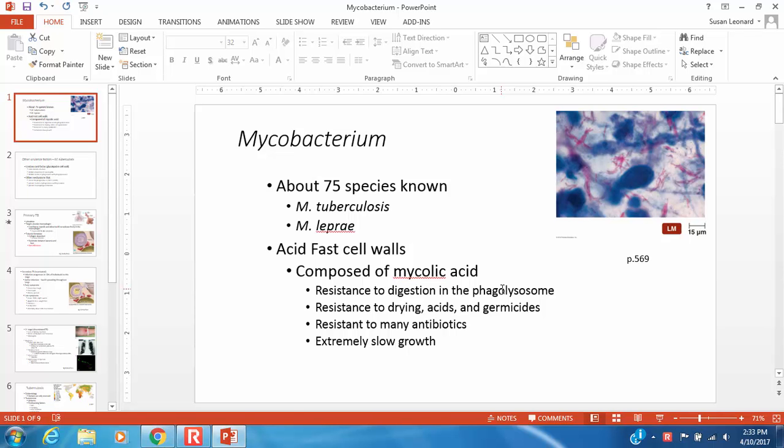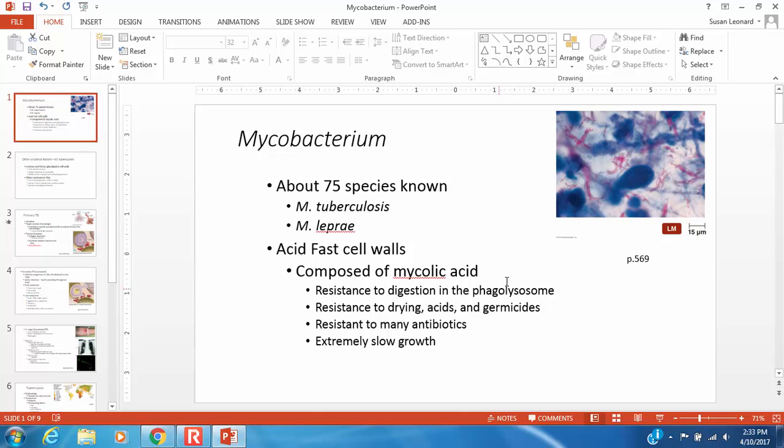Mycobacterium is not really considered gram-positive, even though this material is included under Chapter 19, gram-positive organisms. But we don't really consider Mycobacterium gram-positive. It's true that it doesn't have an outer cell membrane like the gram-negatives, so that's why they put it here. But really, Mycobacterium is a class by itself. We consider these acid-fast organisms.